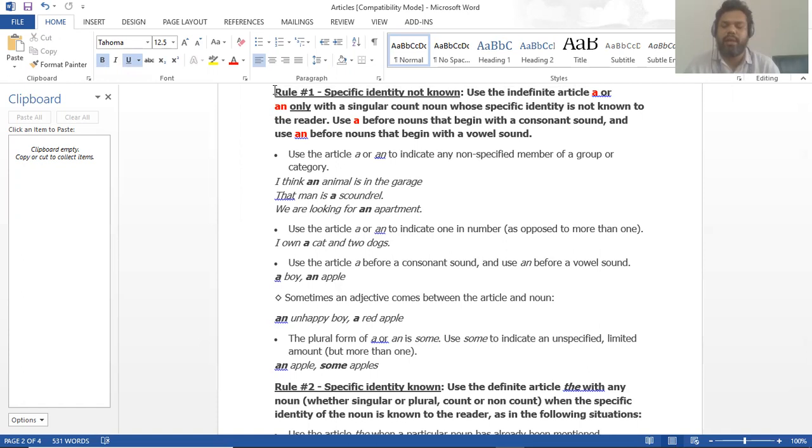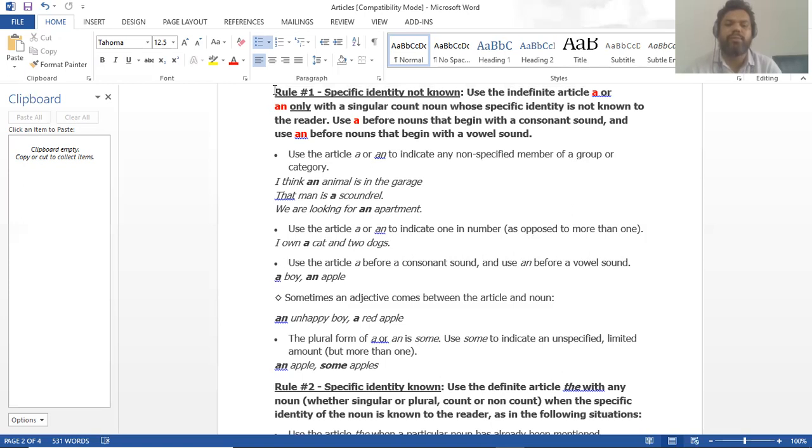So I would like to go to the next point. C, use A or AN to indicate any non-specific number or group or category. I think an animal is in the garage. Here you see, AN has been used before animal because this animal is not known to you. That man is a scoundrel. Here you see scoundrel, you do not know.